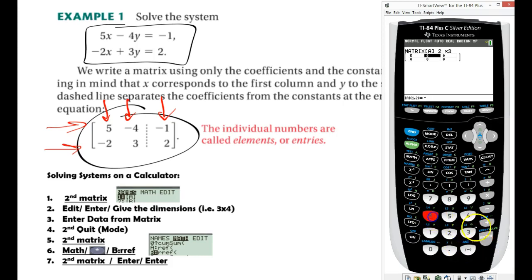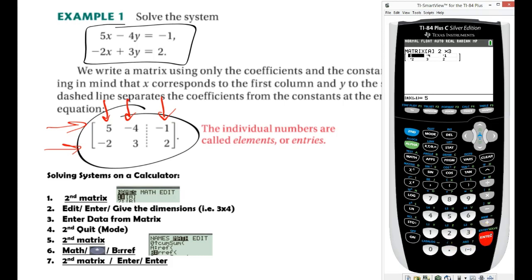5, enter, negative 4. Now be careful, the negative key is the white key. Don't get confused with the minus key, which is gray. You have to type in the negative key down here. This is for the negative 1. Your matrix won't work if you type in a minus 1. So negative 2, 3, and a 2. This is kind of confusing.